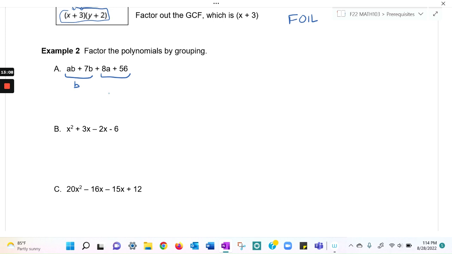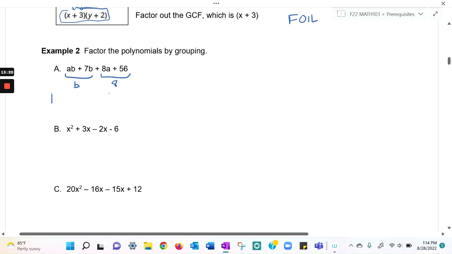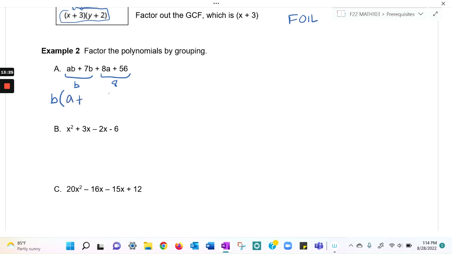I'm going to go ahead and talk about the second 2, 8a and 56. So it looks like 8 goes into both of those because 56 is 8 times 7. So 8 is going to factor out of those 2. So b factors out of the first 2, and we'll be left with a plus 7. And then 8 factors out of the second 2. Make sure you don't drop off that plus sign. That's important, and it can lead you astray if you let that guy drop off. So we have plus 8 parentheses a plus 7. 56 divided by 8 is 7.